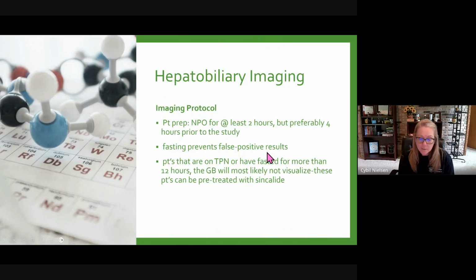Okay, we want them NPO for at least 2 hours, but preferably 4. If they've been fasting for too long, it could make a false positive, because the gallbladder is going to be full of bile. And when you inject the mebrofenin, there's no more room. It's like there's no room for the extra mebrofenin, so it won't go into the gallbladder. So it looks like it's going to be acute, because if the gallbladder doesn't show up, it's acute.